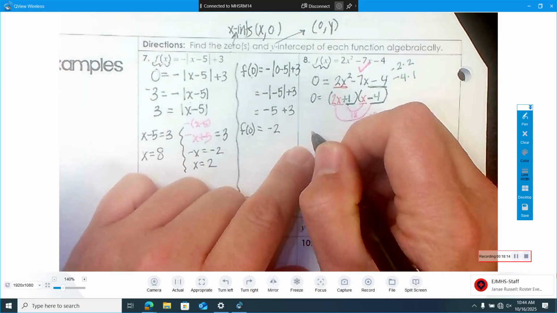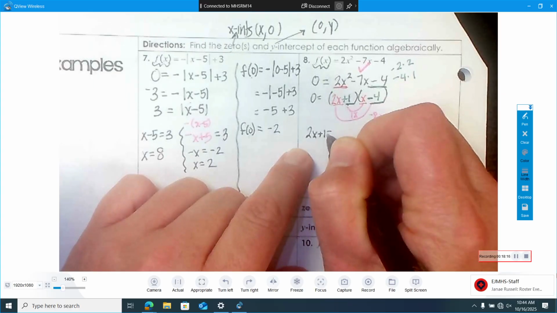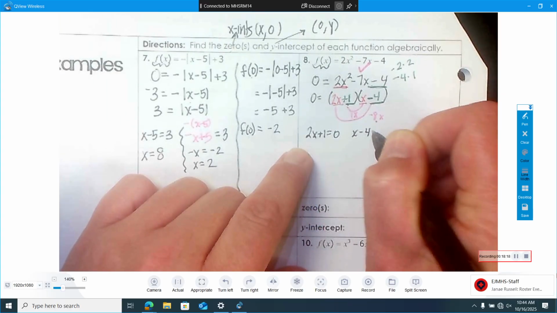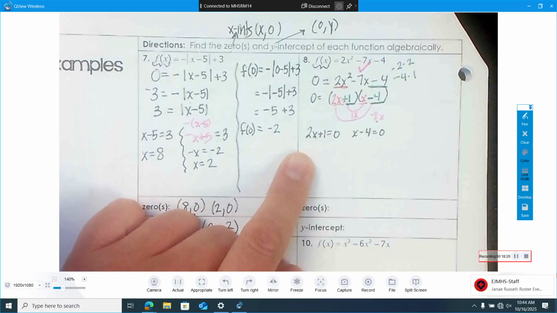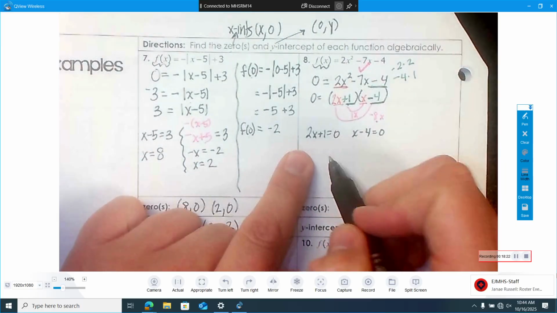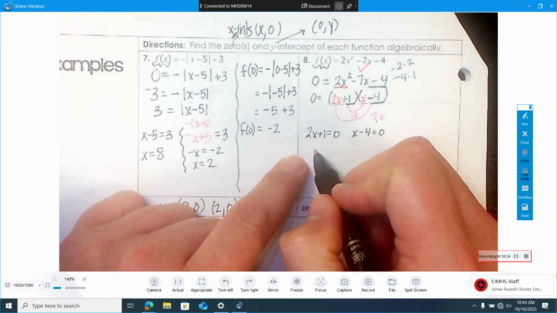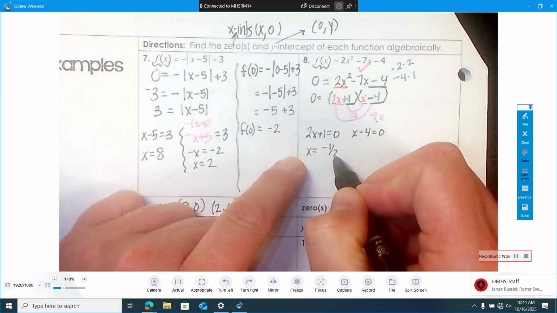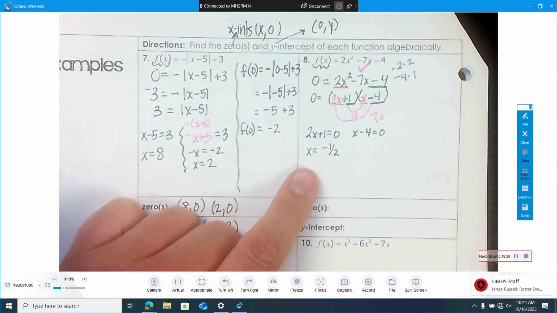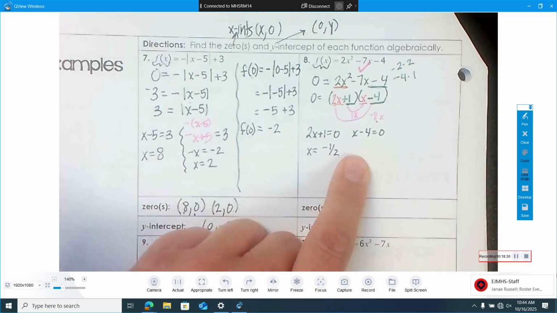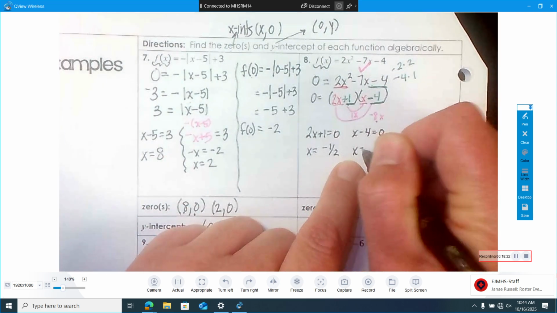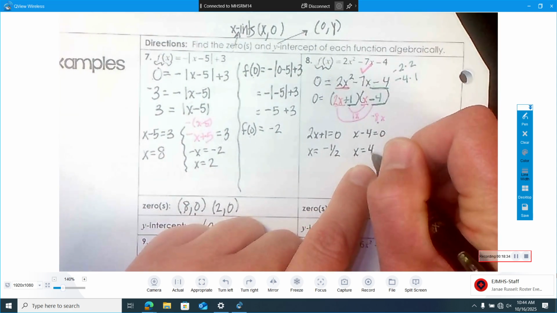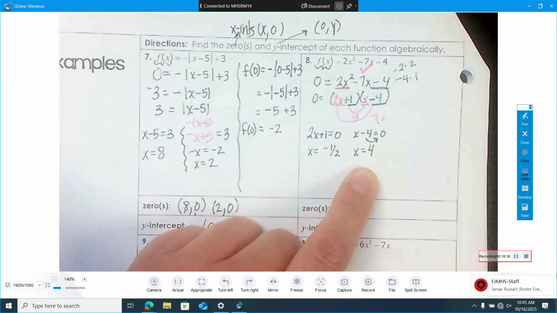Set them to 0. Set each bubble equal to 0 and solve for x. So we set each bubble equal to 0. I'm going to subtract the 1 and divide by 2. So I get x equals negative 1/2. And then how do we get x equals positive 4? Again, moving that 4 over becomes positive.